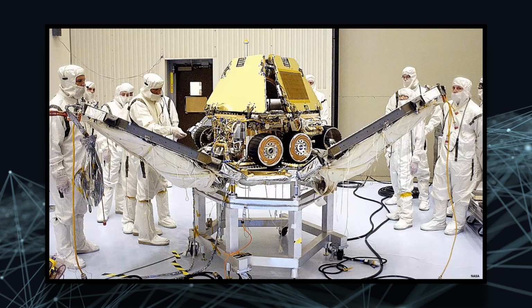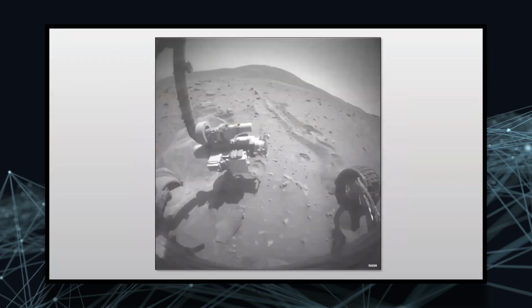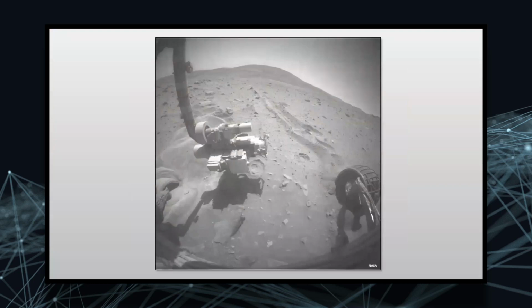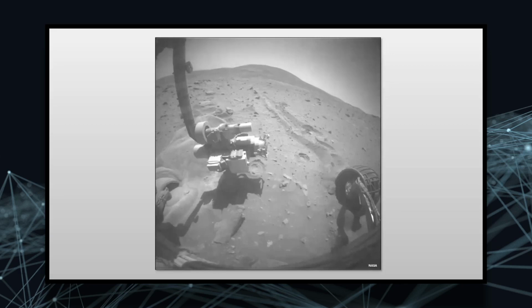Then in 2004, we sent the twin rovers, Spirit and Opportunity. These rovers were designed to last only 3 months on the surface, but Spirit operated for more than 5 years, and then it got completely stuck in soft soil. But Spirit continued to operate as a stationary science platform for nearly a full year after it got stuck.